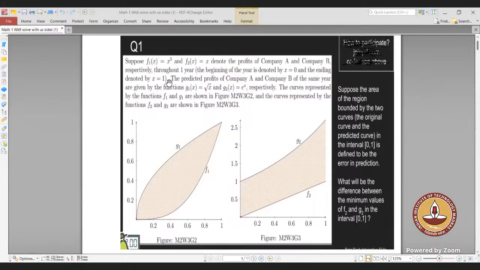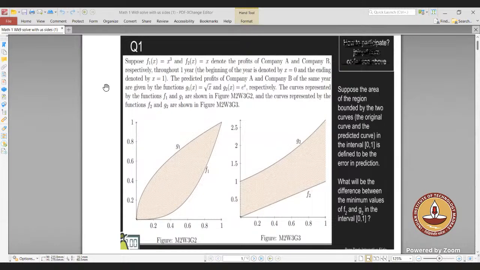The next sentence says that the predicted profits of company A and B of the same year are given by the functions g1 of x is equal to root x and g2 of x is equal to e power x. So g1 and g2 are the predicted profits of company A and B. The curves represented by the functions f1 and g1 are shown in this figure, and f2 and g2 in this figure.